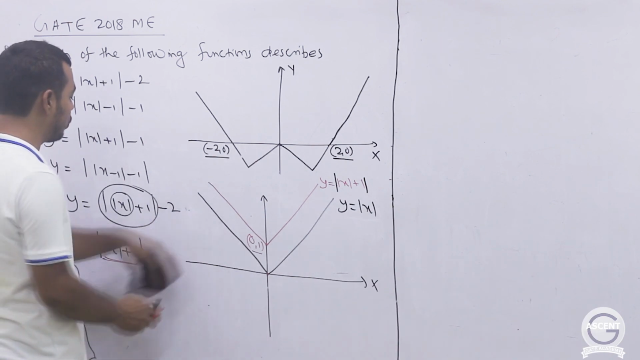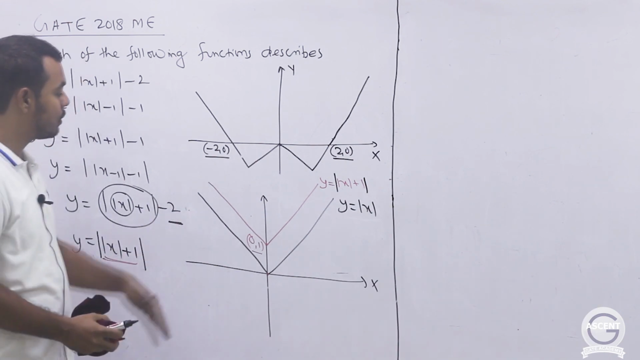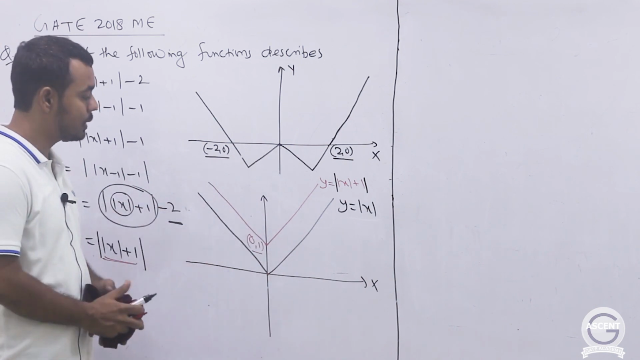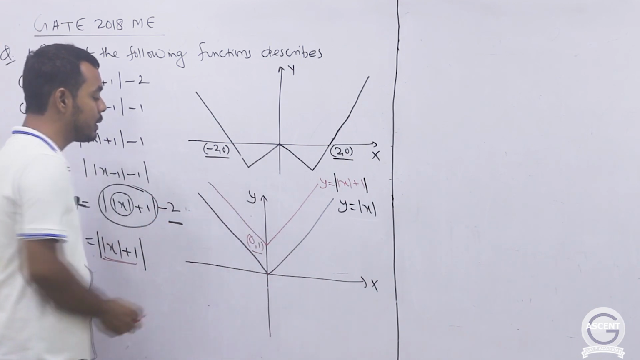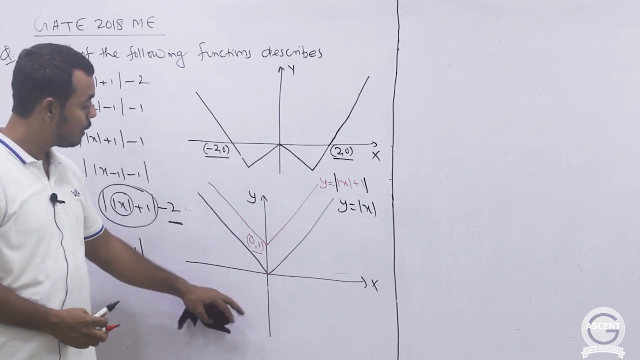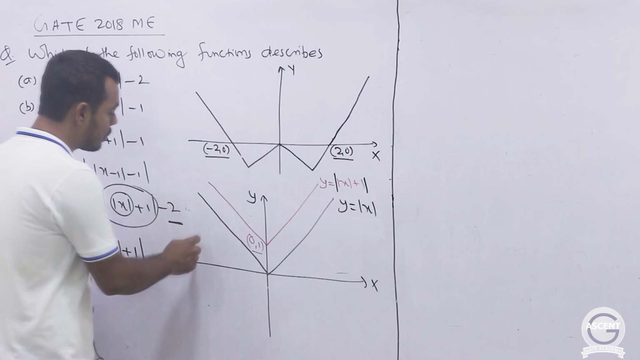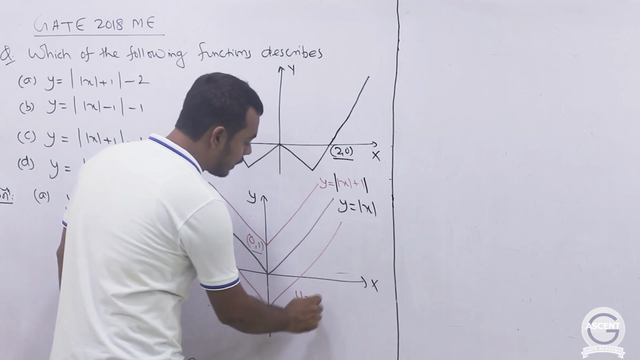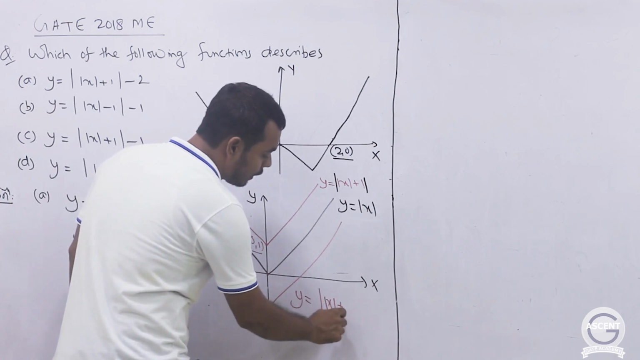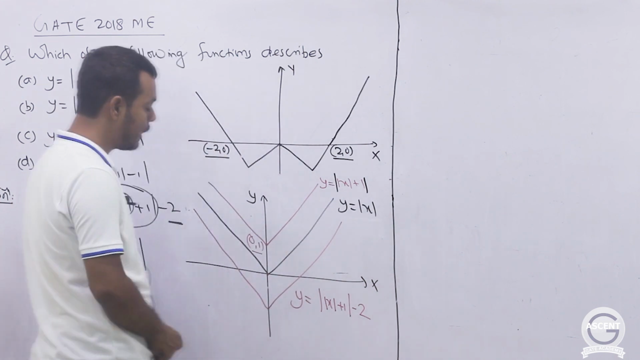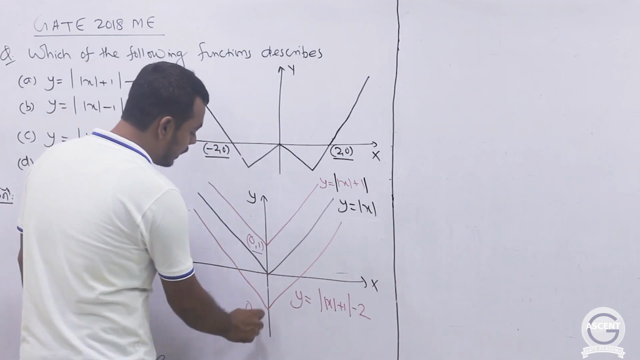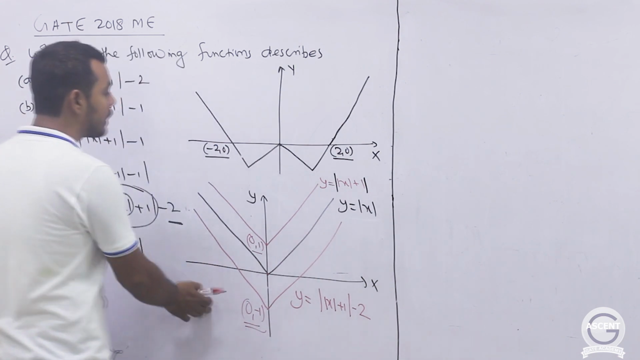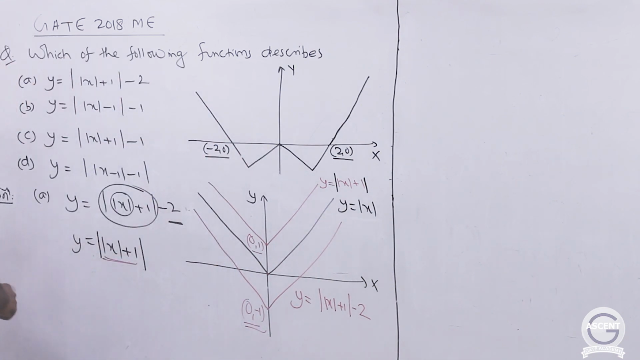We have drawn the graph of mod of mod x plus 1. Now we need to subtract 2 from it, so we have to shift this graph by 2 units towards the negative y axis. We need to shift this red graph by 2 units down, and the graph that you are going to get is something like this. This is the graph of y equals mod of mod x plus 1, minus 2. And this point will be (0, -1). As you can see, this graph is nowhere close to the given graph, and therefore option A is incorrect.